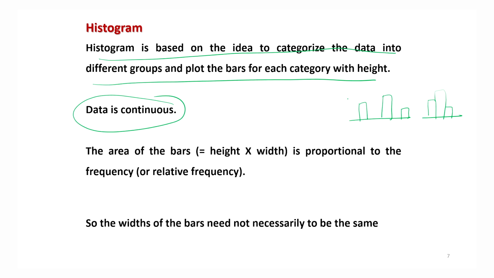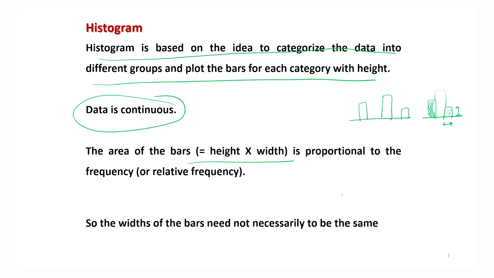Whereas in the case of a histogram, the area of the bars, as if I say here, this is the area of this bar, this is the area of this bar and so on, is proportional to the frequency or the relative frequency. If you try to see, the area of the bars depends on the height and the width of the bars. What does this mean? This is the width of the bar and this is the height of the bar. So, this is what we mean, that the area of the bar is proportional to the frequency or relative frequency.